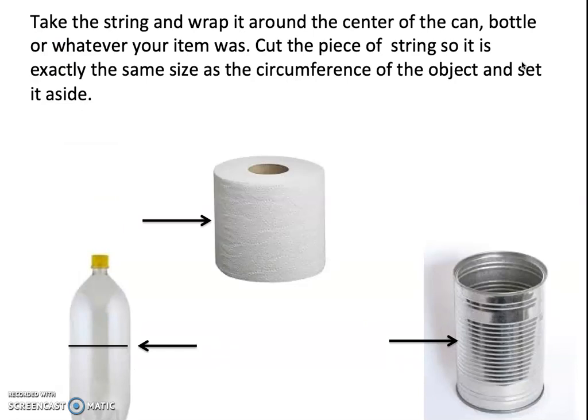The first thing that I want you to do is wrap the string around what we're going to call the circumference of whatever the circle is that you have. So wrap string all the way around it and cut it so it is the exact same size as the object around, and then set that to the side.